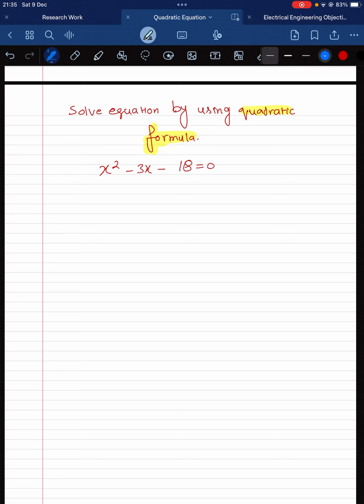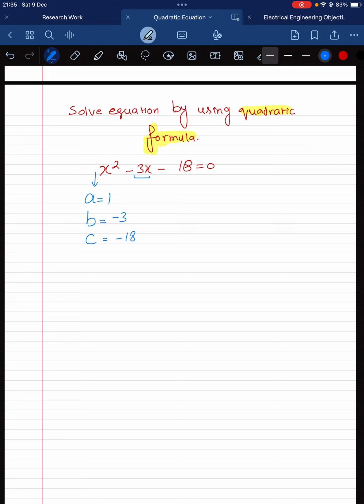First of all, whatever is written with the x squared is the value of a, so a is equal to 1. Whatever is written with the x is the value of b, that is minus 3. You need to mention the sign, and the value of c is minus 18. Don't forget to write the sign.